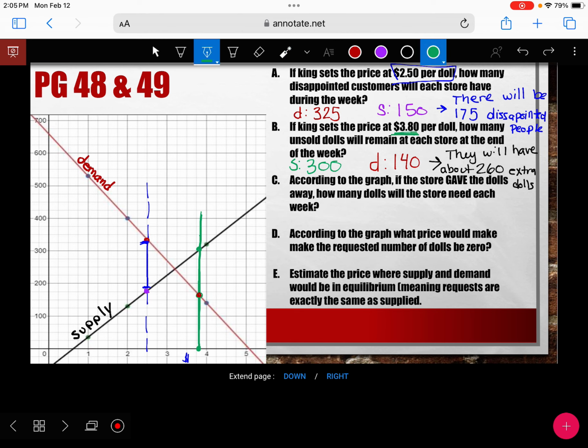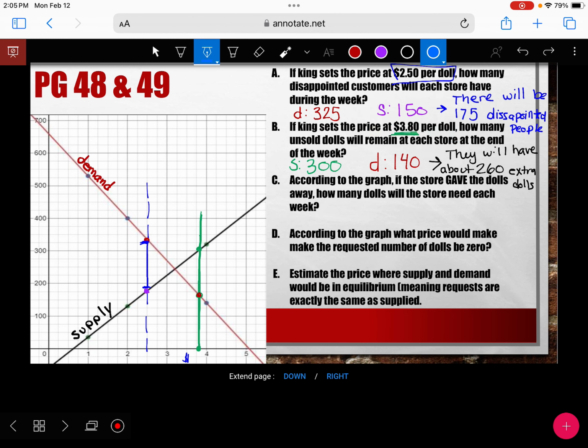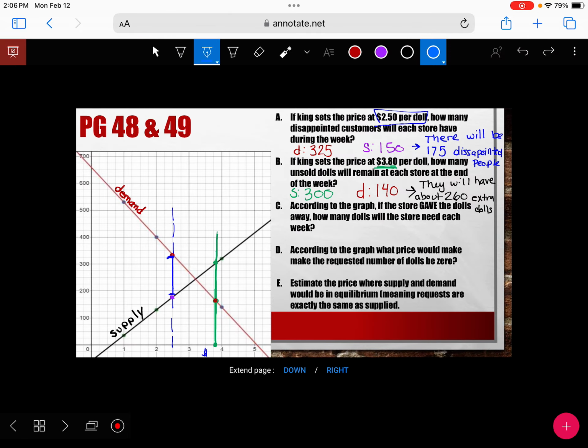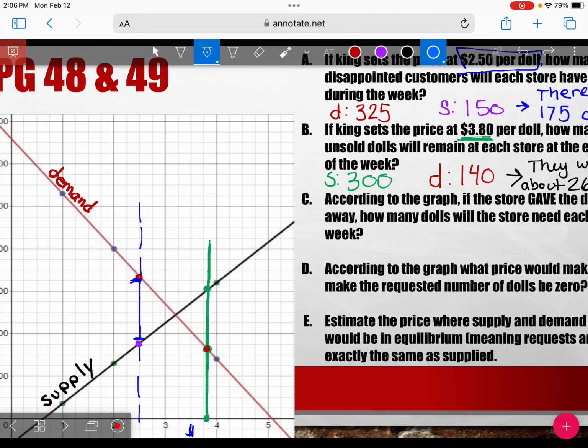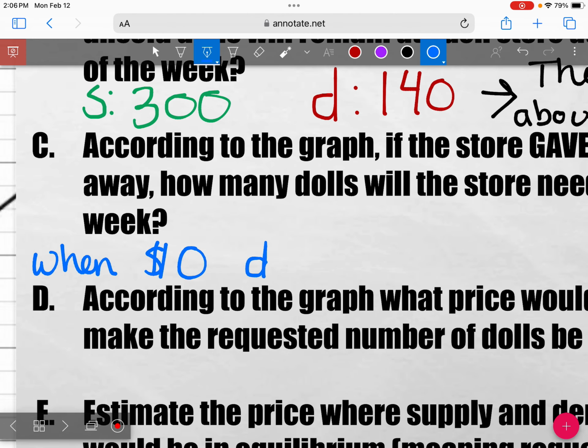So then they're giving us a couple of theoreticals here. If they were to give these dolls away for free, how many dolls would they need? What is the price if they're giving it away for free? What price is free, y'all? Zero. When the cost is zero, how many people want it? How many people are demanding it?